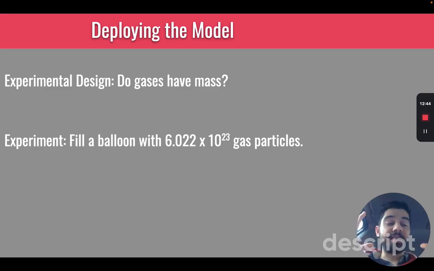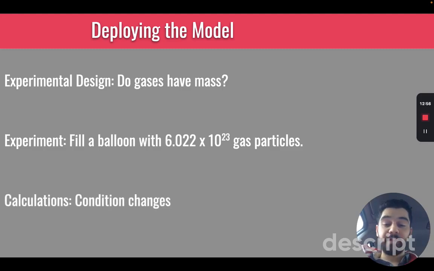But I'm just trying to give them an opportunity to apply what they've learned and then kind of puzzle their way through to the conclusion on their own without me holding their hand. So that was that. And then, of course, calculations, condition changes.